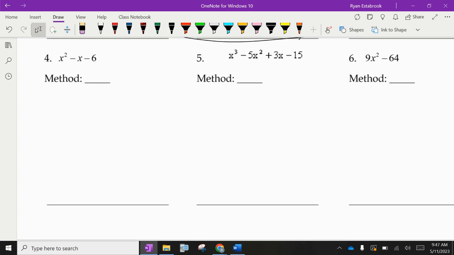Okay, 4, 5, and 6. I'm going to pause, give you a chance to see if you can do some of these. Maybe you can get all 3. Great. See what ones you can do.